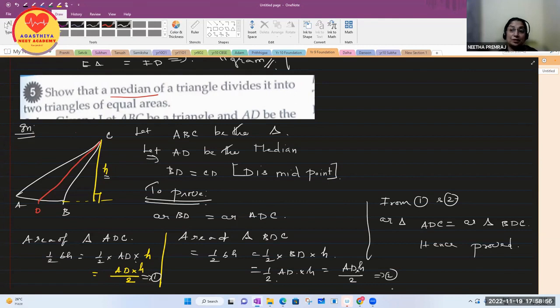I'll show it in GeoGebra. You will have a better understanding. First you copy it down, then I'll show you.